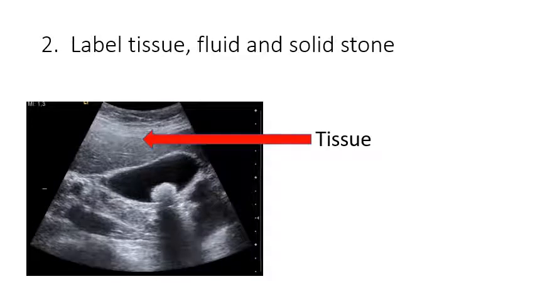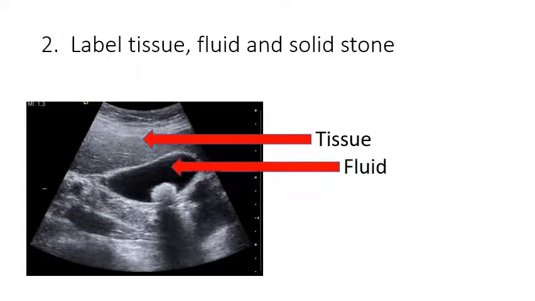Okay, then the next thing asks you to find the fluid. Now remember, in an ultrasound, the fluid comes up as being black. So this here is pretty dark colored. We're going to talk about this little black thing here in a second as well, okay? But this is going to be your fluid. This is going to be black. So that's your fluid, all right? And then this is going to be the stone, the solid stone in here, all right?